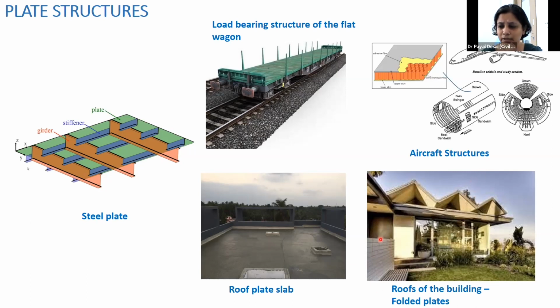Then you can see the roofs of the building, that is folded plate. And then any slab, RCC slab, can be called a plate, as long as the thickness is small compared to the other dimensions. Of course, slabs are designed for bending, and that can be called one of the plates. Then you may see the steel plate and the combination of stiffener and girder, this kind of system where you can have plates of various forms, using different materials. So any structure which is flat.